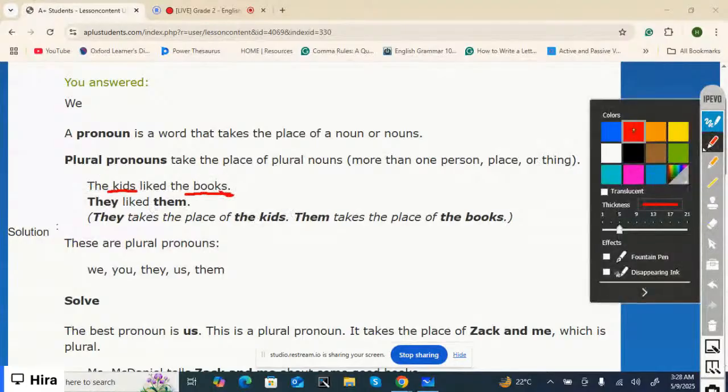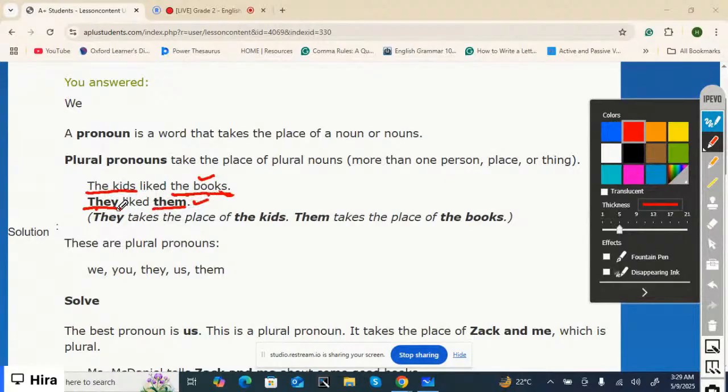Now, if you have to replace these plural nouns with plural pronouns, which plural pronouns? Can we use he? Can we use it here? No. We have different options. We have plural pronouns. So the first one is they. They is a plural pronoun which takes the place of names of people as well as names of things. Here they takes the place of the kids, the plural noun. And here them takes the place of the books. They liked them. They, the kids, liked them, the books.